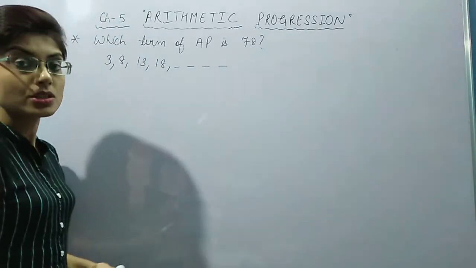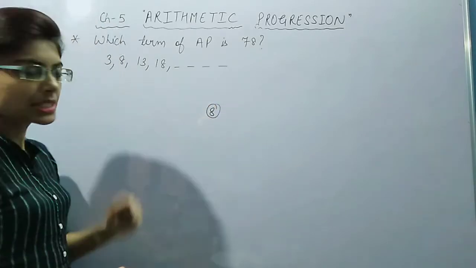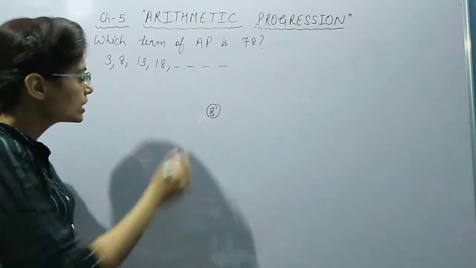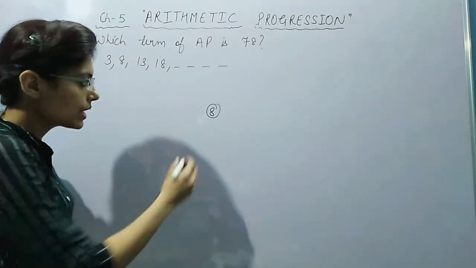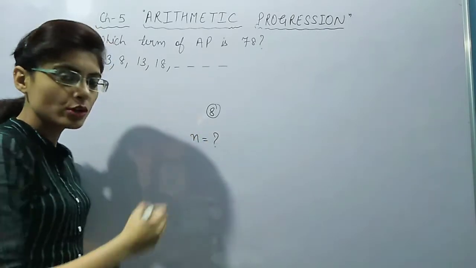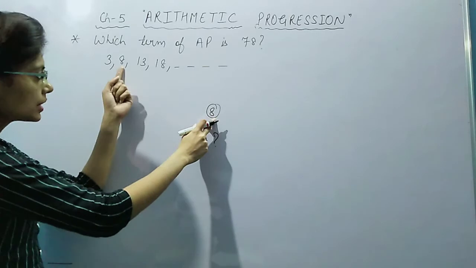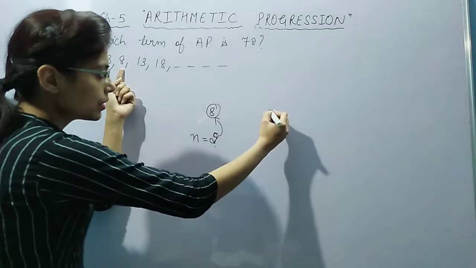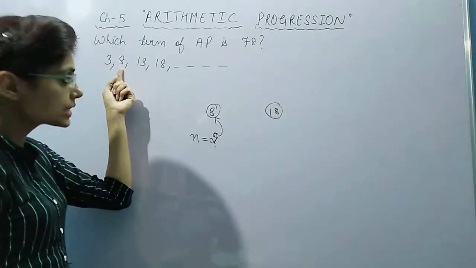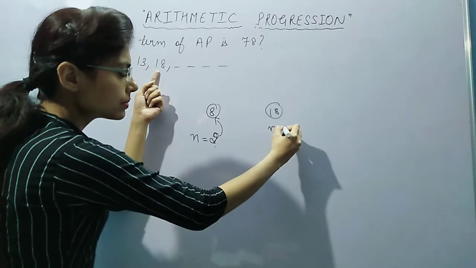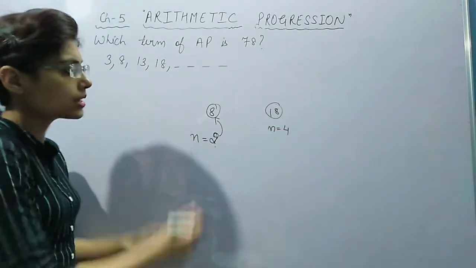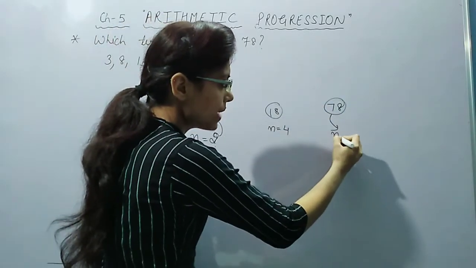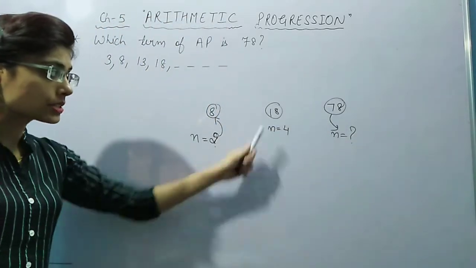If I ask which term is 8, you will say the second term. If I ask which term is 18, you will say the fourth term. That means you are telling me the value of n. For 8, n is 2, and for 18, n is 4. Similarly, they are asking which term is 78, and for this we have to find the value of n. I hope this concept is clear to you.